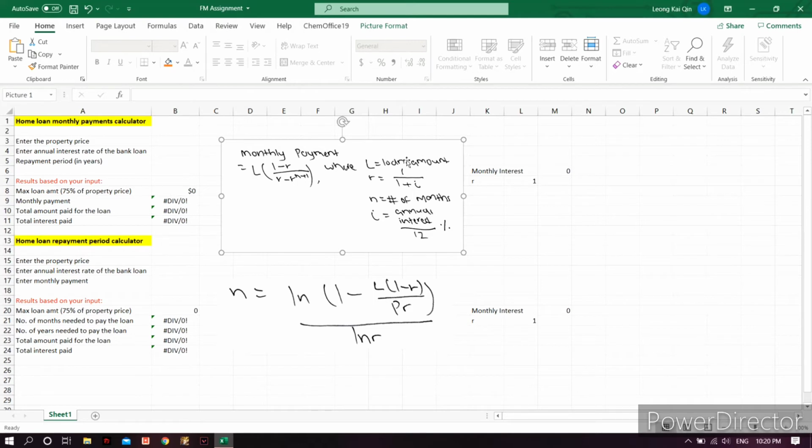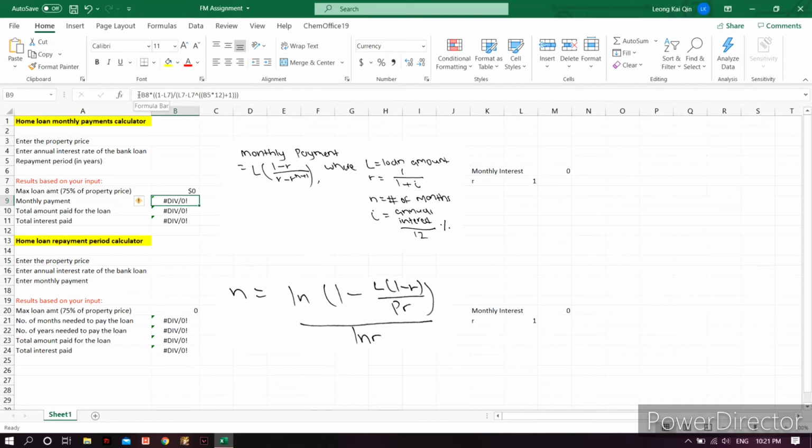So L in this case is loan amount, R is equals to 1 over 1 plus I, N is the number of months, and I is equals to annual interest divided by 12%. So I have inputted this formula into Excel, as you can see in the formula bar, and by inputting the values that you want, according to what you have paid, you'll be able to find the monthly payment.